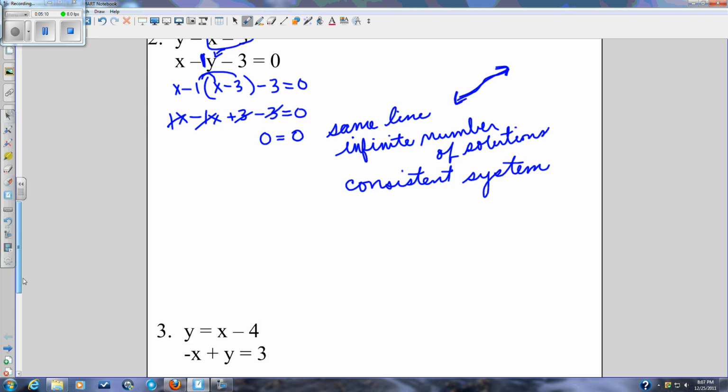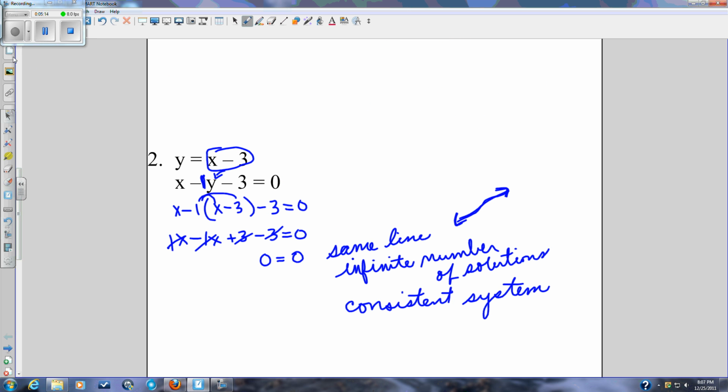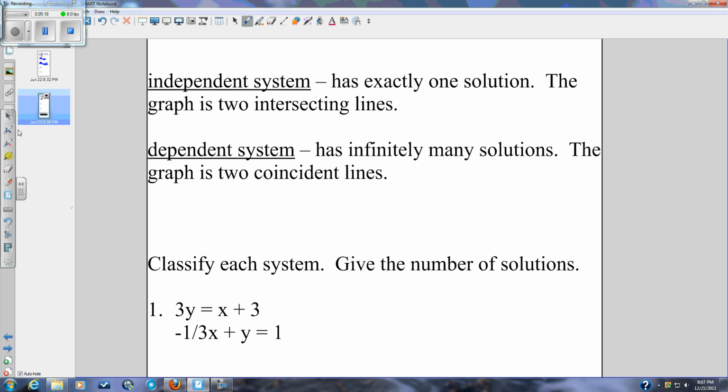Now, number 3, we're going to leave for class time. Let's move on to our next page. And we're going to talk about some other types of systems. We want to talk about an independent system. An independent system has exactly one solution, where your graph is just two intersecting lines.